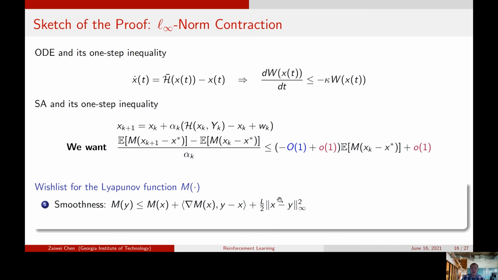Now, since we have arbitrary norm, we don't have a binomial theorem. We have this smoothness property. One can also understand the smoothness property in this way.